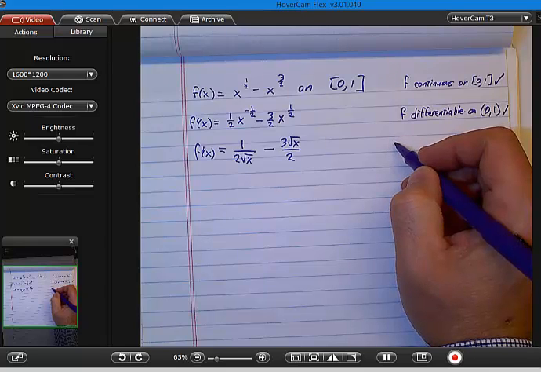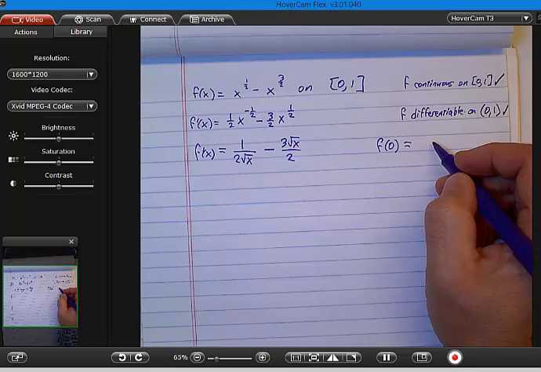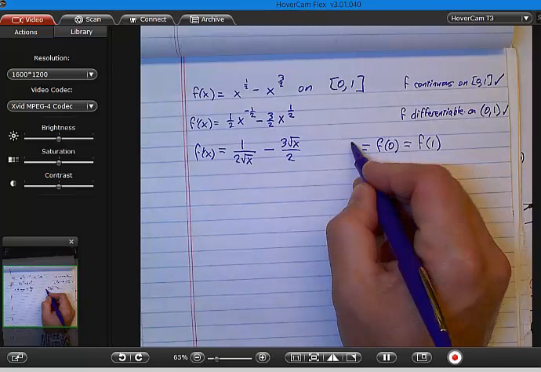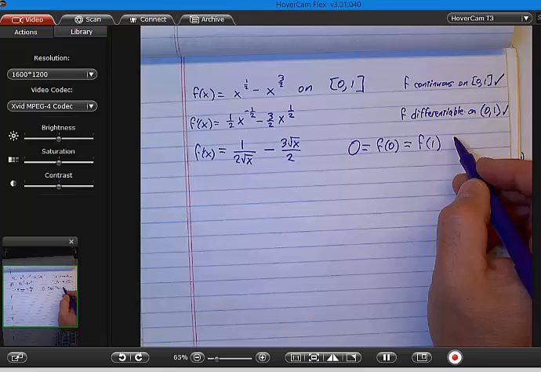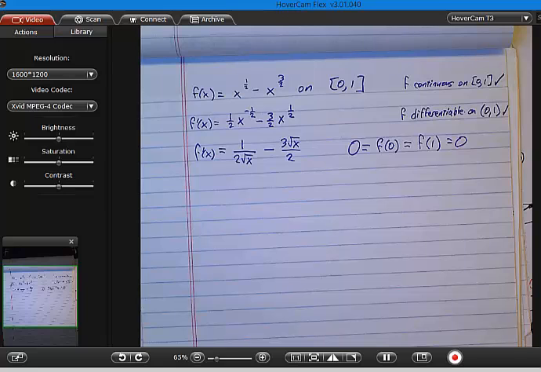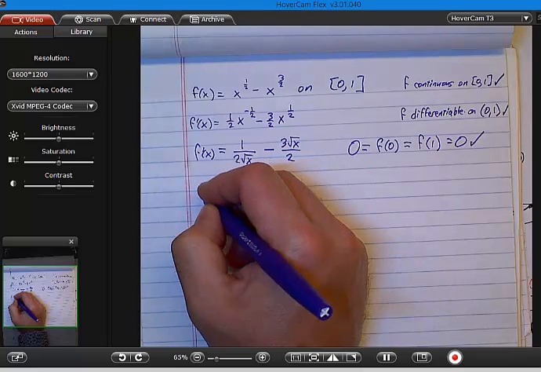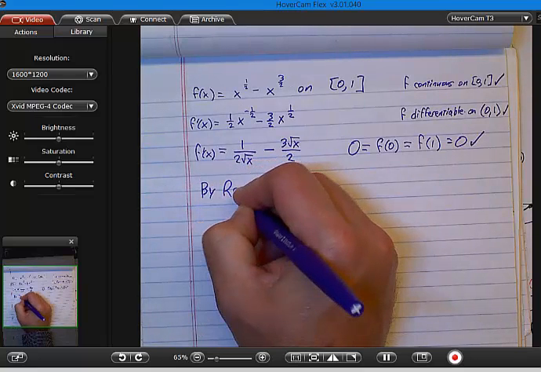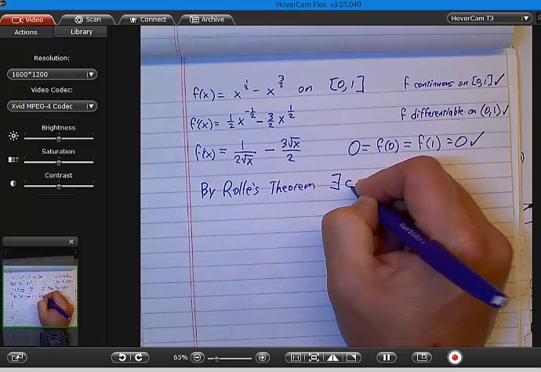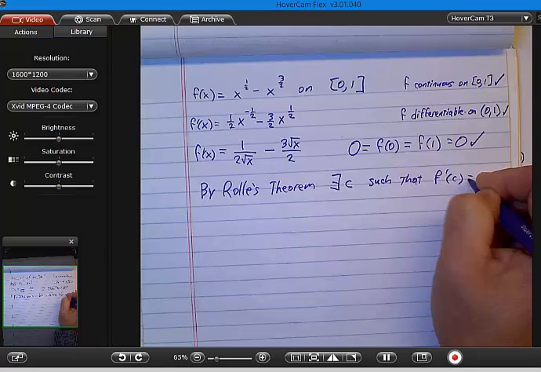What's the other hypothesis we need? We need f of 0 to be the same as what? f of 1. Do we have that? Well, f of 0 is 0. What's f of 1? Well, it's 1 minus 1, which is 0, right? You with me? So I can say we met all three hypotheses. So by Rolle's theorem, there exists a value c such that f prime of c equals 0.